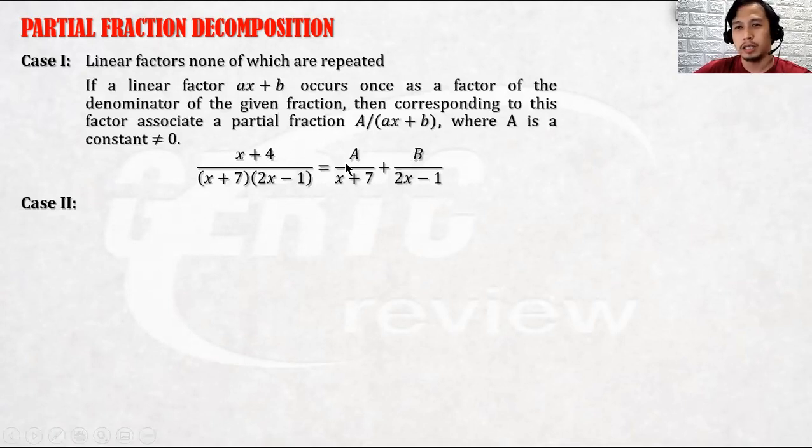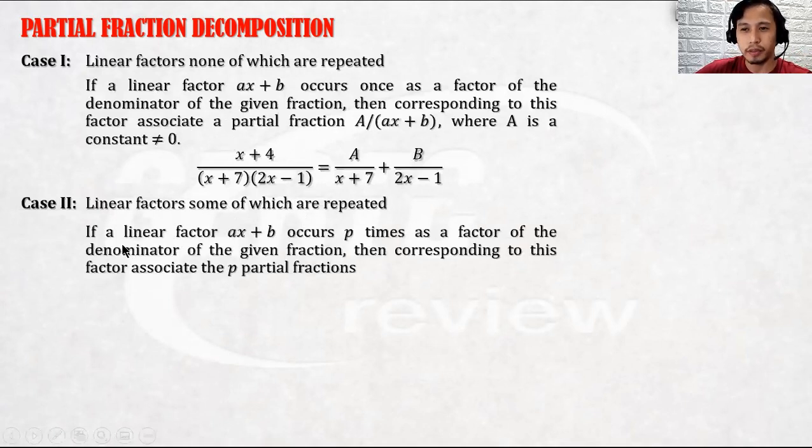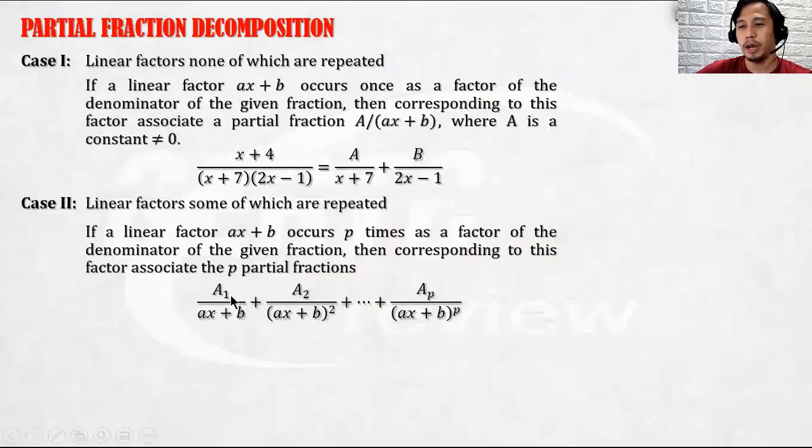Case 2 is when the fraction contains denominators which are linear factors, some of which are repeated. If a linear factor ax plus b occurs p times, for example, that linear factor is squared or cubed, then corresponding to this factor, associate the partial fractions as follows: A sub 1 over ax plus b plus A sub 2 over ax plus b quantity squared, and so on, we continue, A sub 3 over ax plus b cubed, up to A sub p over ax plus b raised to p.